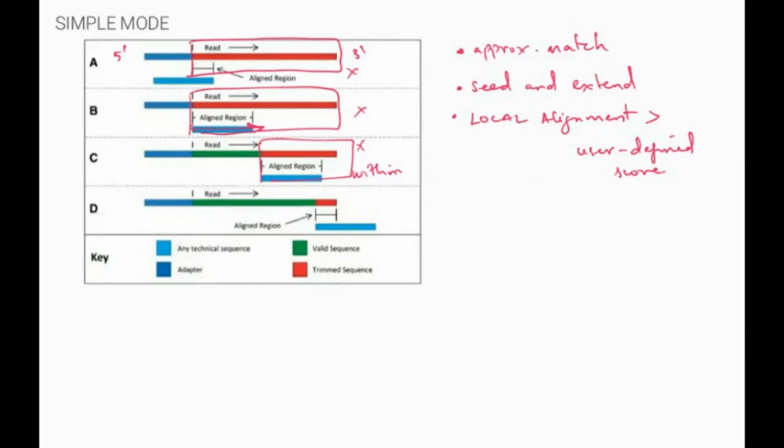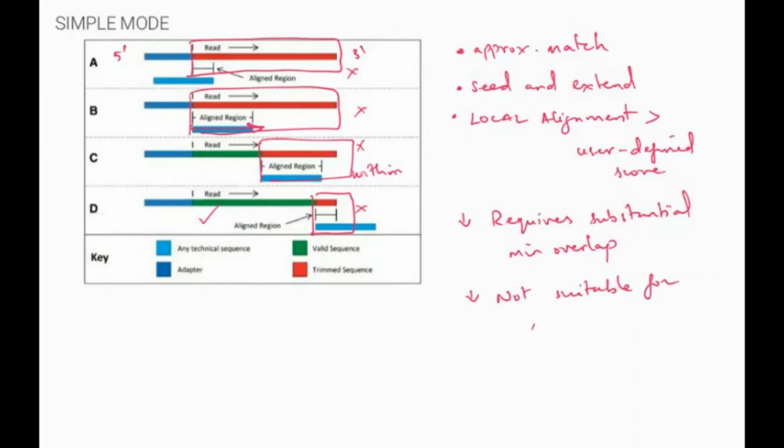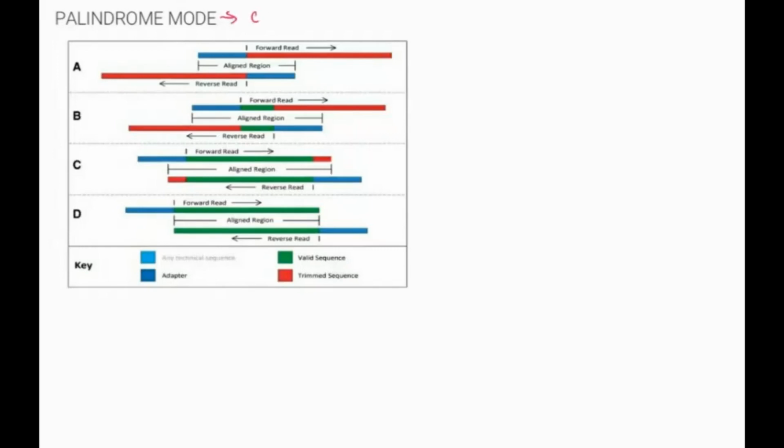The testing process continues until only a partial alignment on the 3' end of the read remains. This mode, however, requires a substantial minimum overlap between the reads and the technical sequence to prevent any false positives. The downside would be its inability to detect short partial adapter sequences. So for such fragmented adapter sequences, one could make use of the second approach, which is the palindrome mode.